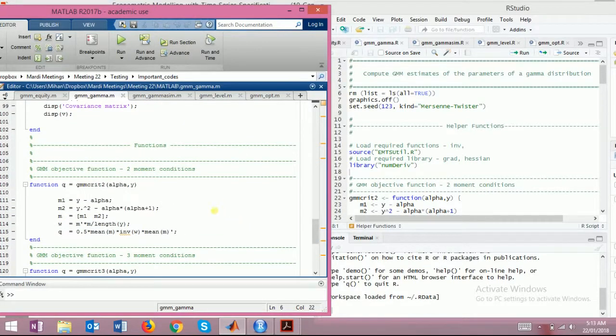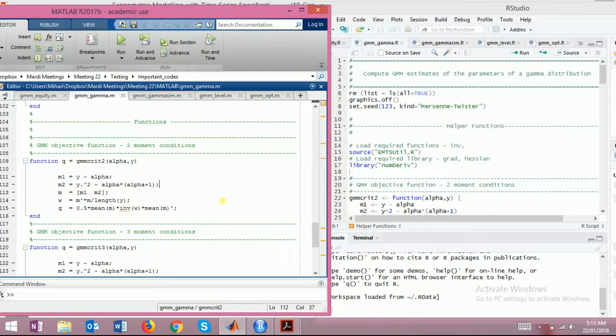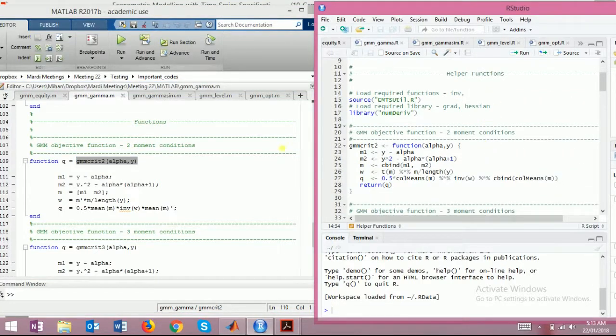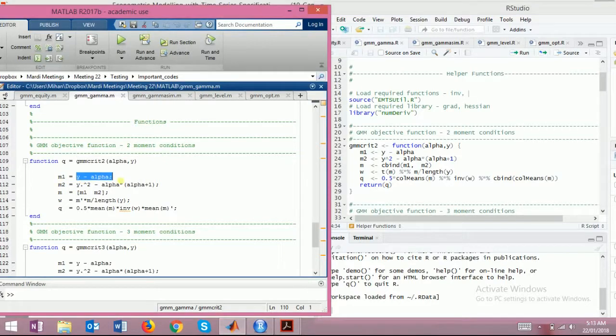There are. So in case of the first two moment conditions, we create a function called gmm_create with alpha. The inputs are alpha and y. Well, gmm_create 2. The function will take inputs alpha and y. M1 is 1 minus the first parameter. Then the first population moment, the second moment is y square minus alpha into alpha plus 1, simple. Then we do column bind, we want them in column.